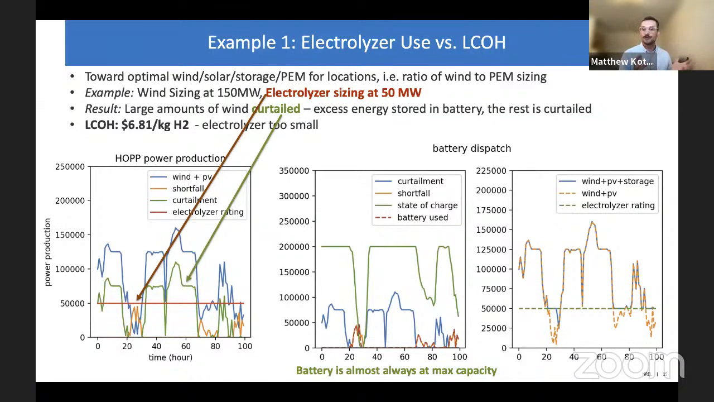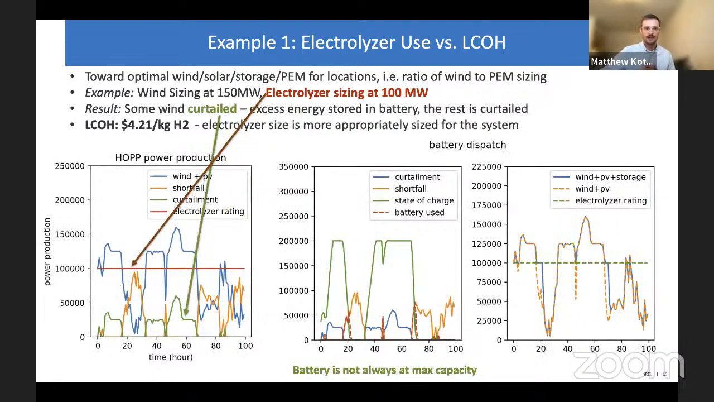There's a lot that can be taken away from this. In short, your electrolyzer is too small because you're having to curtail excess energy that could have been used to produce hydrogen but is not. That's one example. But then the question is, what happens if you double your electrolyzer size? When you do that, your LCOH value drops almost $2.50 per kilogram by increasing your electrolyzer sizing by 50 megawatts. You can see here that, yes, your LCOH is lower, but you're still not maximizing or optimizing your theoretical use case of your 150 megawatt rated wind facility.